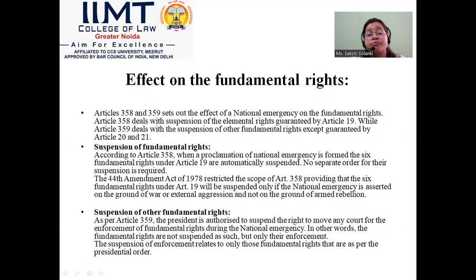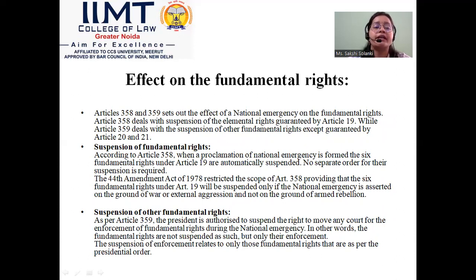Effects on fundamental rights. This is the major important effect which we all need to understand: what will be the effect of emergency on the fundamental rights of the Indian citizens or the Indian nationals. Articles 358 and 359 set out the effects of national emergency on fundamental rights. Article 358 deals with the suspension of the fundamental rights guaranteed by Article 19, while Article 359 deals with the suspension of other fundamental rights except those guaranteed by Article 20 and Article 21. So Article 359 gives the power to suspend other fundamental rights, but not Article 20 and 21. Even at the time of emergency, we have Article 20 and 21 alive.